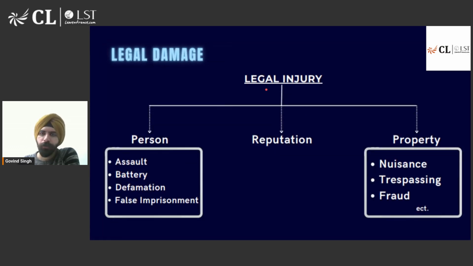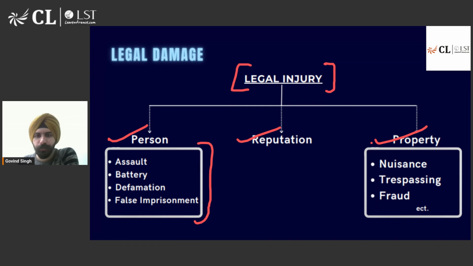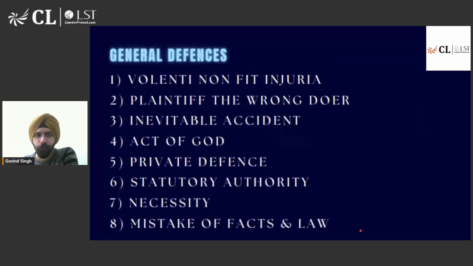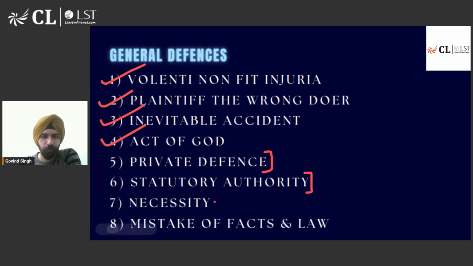Now, moving ahead, when you talk about legal injury, there are three types. First is injury to person, injury to reputation, and injury to property. These are the examples which we discussed in the previous few classes. Let's proceed by talking about the list of general defenses. So we have already talked about volenti non fit injuria, plaintiff the wrongdoer, inevitable accident, and act of God. Today we are going to discuss private defense, statutory authority, necessity, and mistake of facts and law. We'll have a very quick overview and recap of the first four as well.